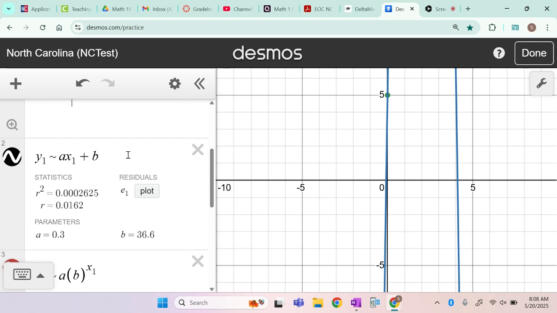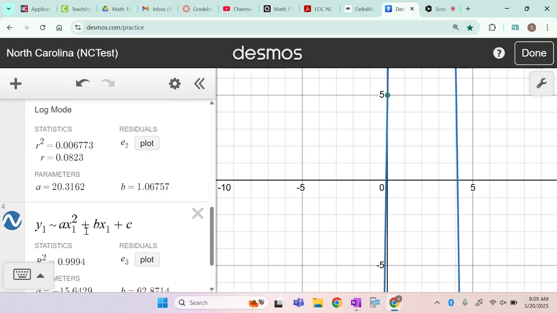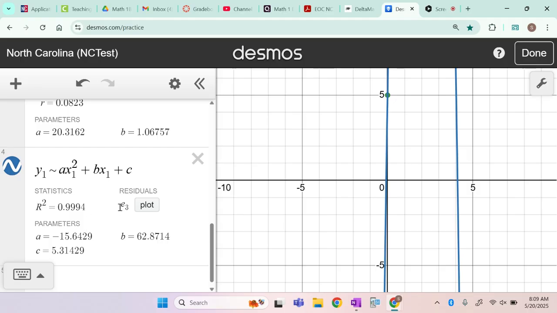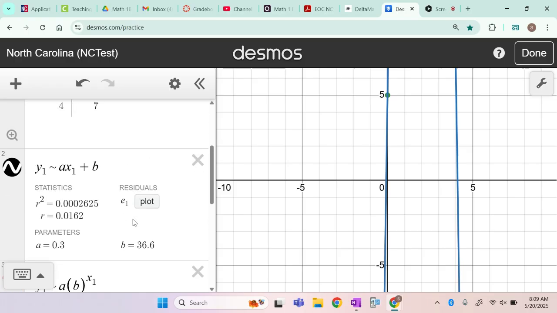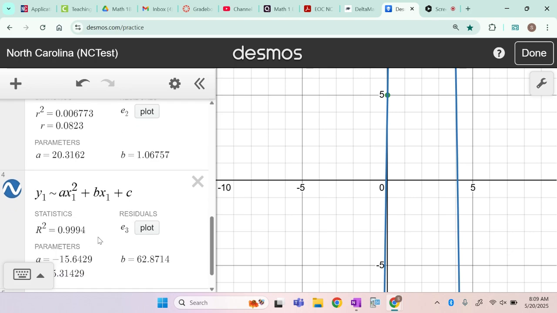Now, how do you know which one is the best fit if you're looking at R squared? It's whichever one is closest to 1. All right. So if we're looking at R squared for all of these, whichever one is closest to 1 is the better fit. Whichever decimal is the closest to 1. All right. So if you look at your R squared for all 3 of these, which one is the closest to 1? Quadratic.